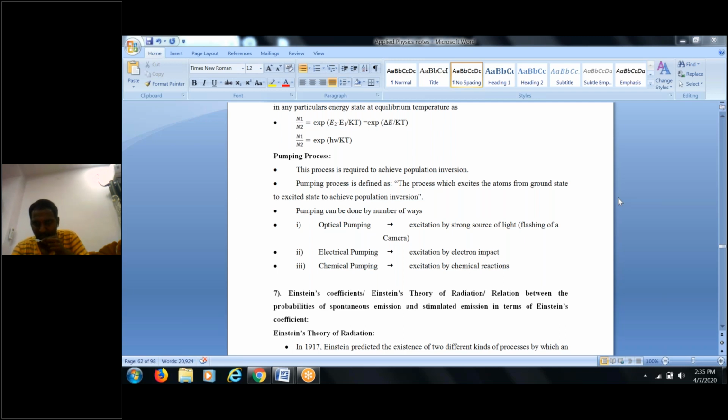Once again, the second one is electrical pumping. What is meant by electrical pumping? We have two electrodes behind the laser production device, and between those two electrodes we apply a certain potential difference. As a result, the electrons present in that device are excited to the higher energy levels, and we reach the stage of population inversion. The remaining process is as usual: once population inversion is there, stimulated emission, coherent photons and laser light are all possible.